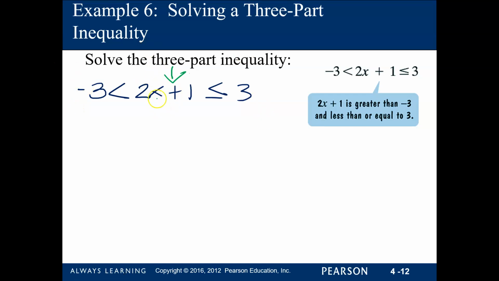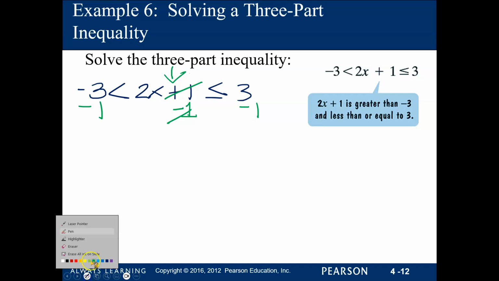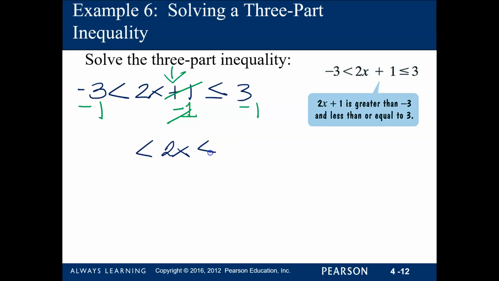So if we want to isolate x, in this case, we want to remove the plus 1 first. So that would be a minus 1 in the middle. So we subtract 1 on both sides. That is the only difference there. We are doing it in two other ways. Okay, so now we will have 2x just alone in the middle now. This is a less than or equal to. Negative 3 and negative 1 together, that's going to be negative 4. 3 and negative 1 together is going to be 2.